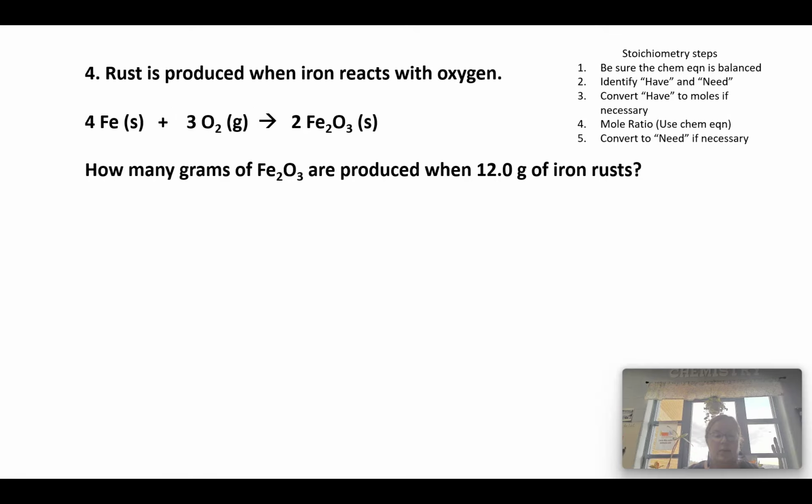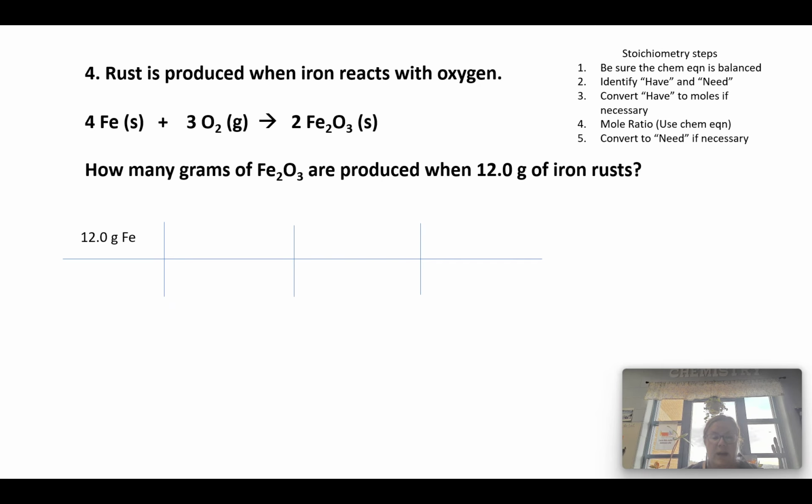Finally, let's check out number 4, and we have rust is produced when iron reacts with oxygen. So I want to know how many grams of iron 3 oxide are produced when 12 grams of iron rusts. So again, the first thing I want to set up is the have and the need. So my have is 12.0 grams of iron, and I'm looking for grams of iron 3 oxide.